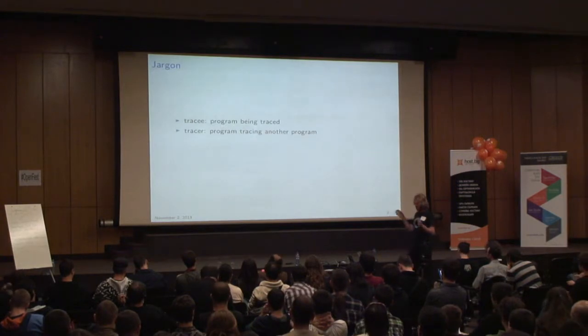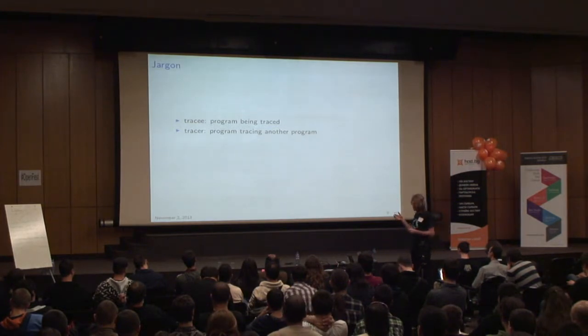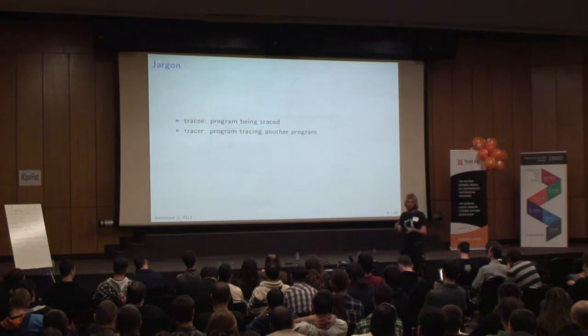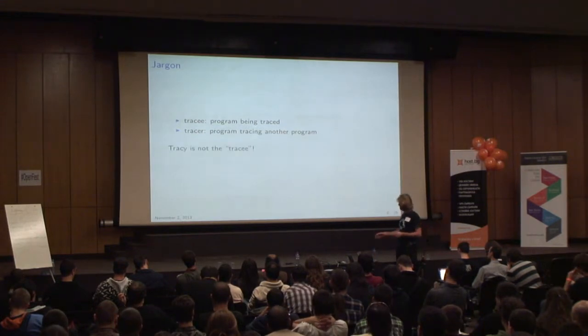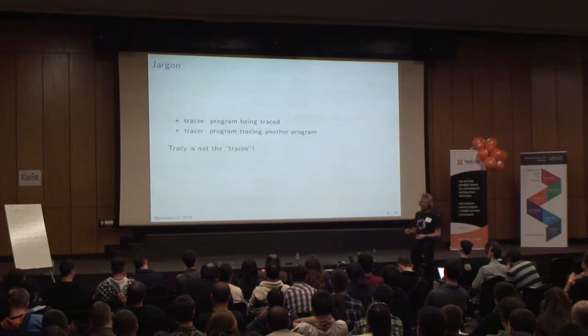Okay, so just terminology. A tracee is a program that is being traced, so a process that we are debugging. And a tracer is, for example, what Tracy is doing. It's tracing a process. So even though Tracy sounds the same as tracee, it is in fact not the tracee, it's a tracer.